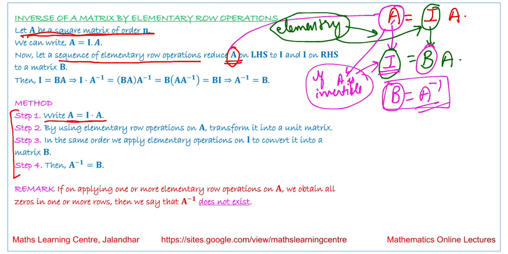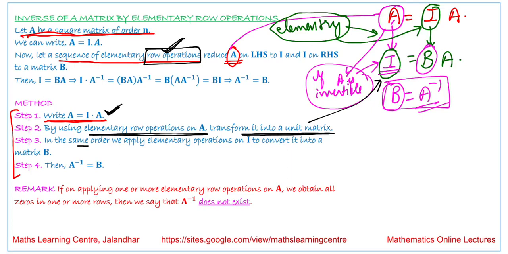Step 1 is we write A is equal to I into A. Now an important thing to note over here is we are only talking about the row operations. We are not talking about the column operations. We can only apply the row operations in this procedure. Then by using elementary row operations on A, we transform it into a unit matrix. In the same order, we apply the elementary operations on I to convert it to a matrix B, and this matrix B is basically A inverse, which is required.